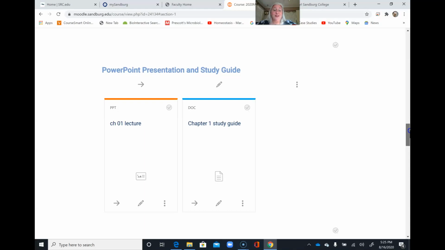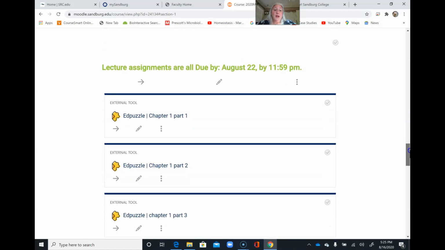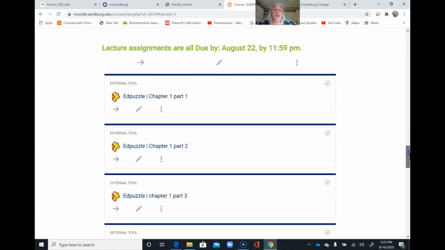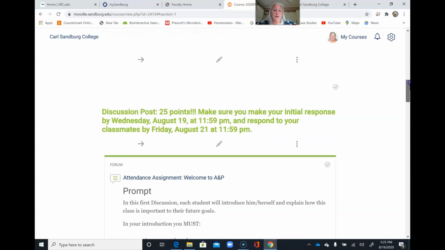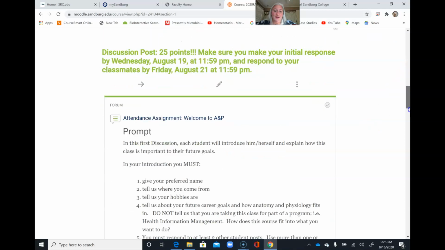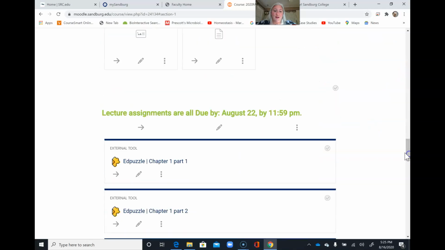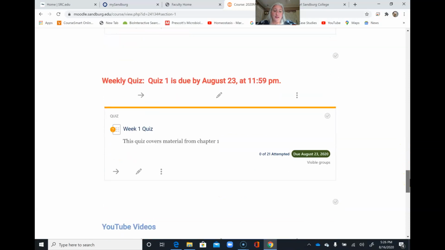You can download these. You can print them off, use them. Definitely, they're very important. Then you have the Edpuzzles. And I always have the due date here. The due date here should always correlate to the due date up here. So Saturday at 11:59. If you look down here, due August 27th by 11:59. That is Saturday. And then you have the weekly quiz, which is always due the day after the Edpuzzles.